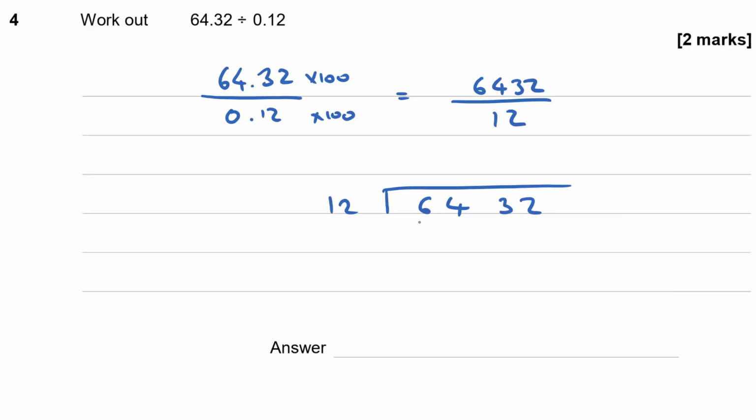Now I can just do some short division to get the solution. So 12s into 6 don't go, 12s into 64 go 5 times, remainder 4. 12 into 43 goes 3 times, remainder 7, and 12 into 7 goes 6 times, remainder 0. So our solution is 536.